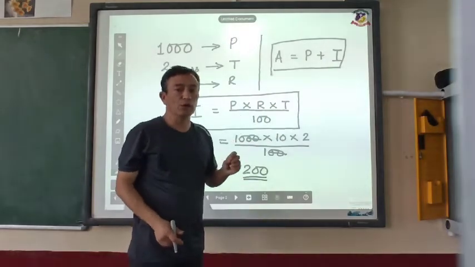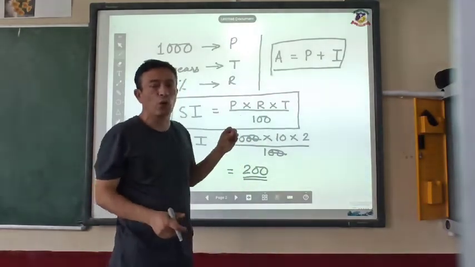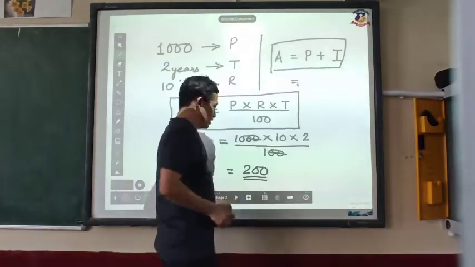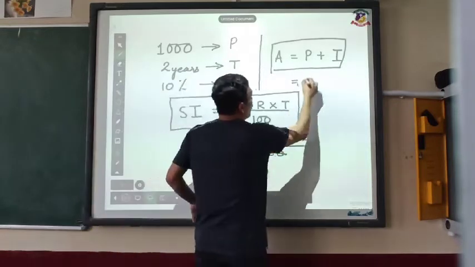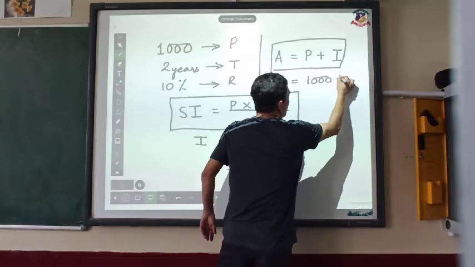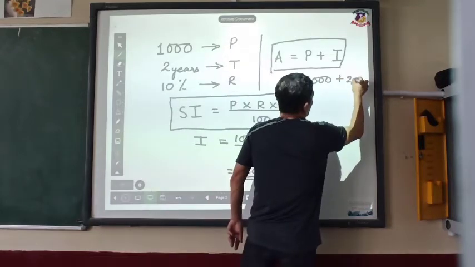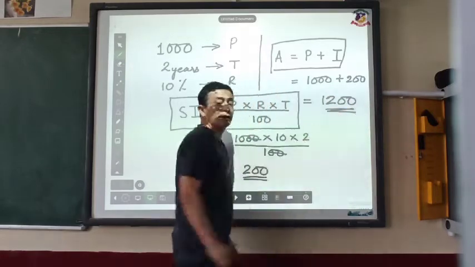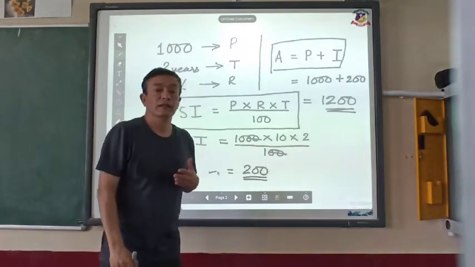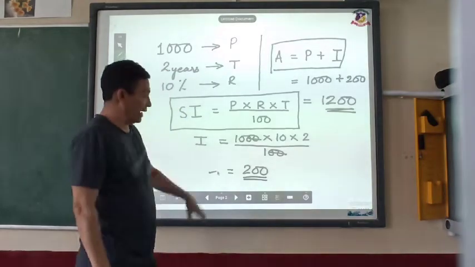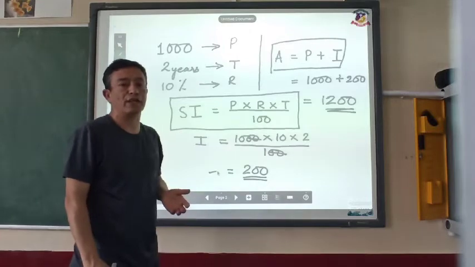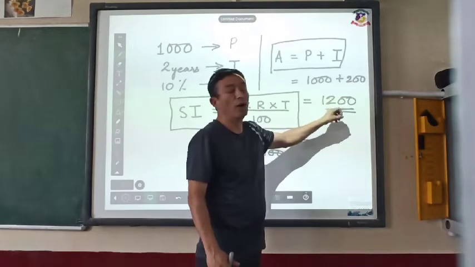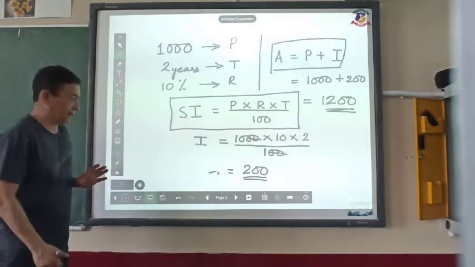What is the amount? Amount means whatever amount you have taken as loan plus the interest that you are going to pay. So the amount in this case will be principal, according to this, was 1,000 plus interest we calculated as 200. So the amount you are going to pay will be 1,200. So you have taken 1,000 rupees and 200 rupees was the extra amount that you have to pay to the bank, which means you are going to pay a total amount of 1,200 rupees to the bank.